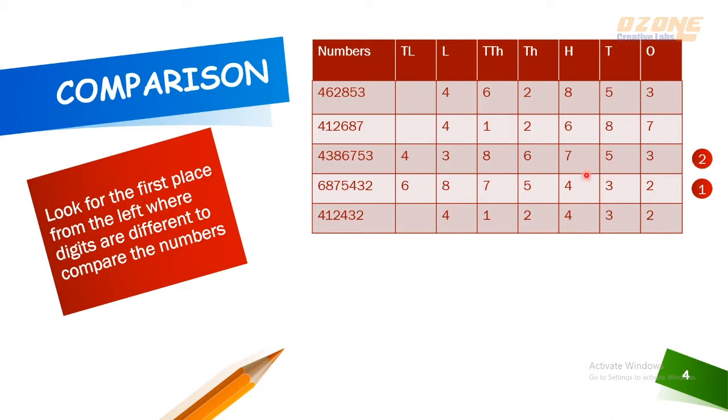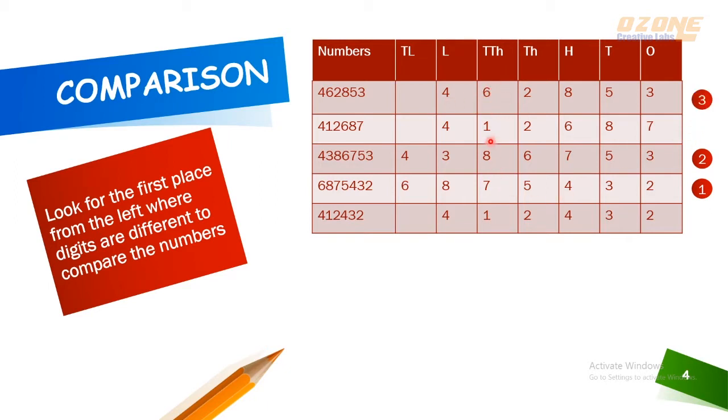Then we have 3 more numbers. In lakhs place all numbers are the same, 4. And in 10,000s place one is 6, 1 and 1 is given. So here where 6 comes will be the next greatest number.